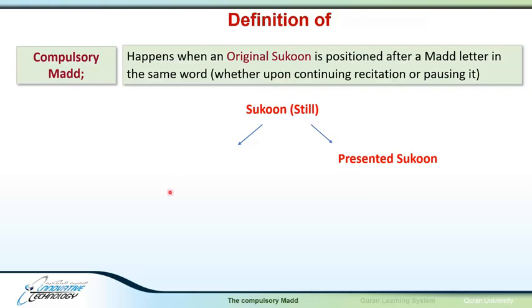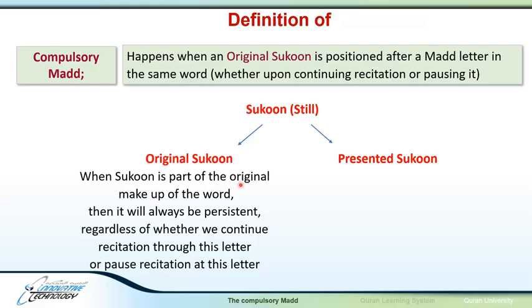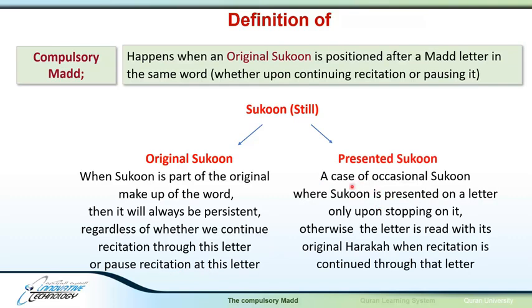The original sukun means a sukun that is part of the original makeup of the word, and thus it will always be persistent, regardless of whether we continue recitation through this letter or pause recitation upon reaching it. On the other hand, in the case of presented sukun, the sukun is not always there. It is occasional. It doesn't happen all the time. It is only presented on a letter upon stopping or pausing recitation on that particular letter. And otherwise the letter is read with an original haraka when recitation is continued through it.